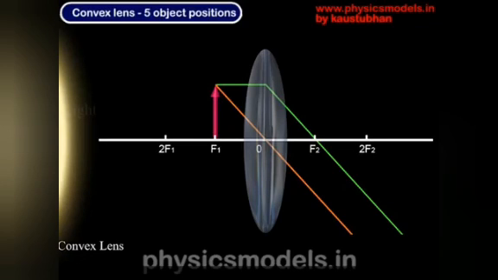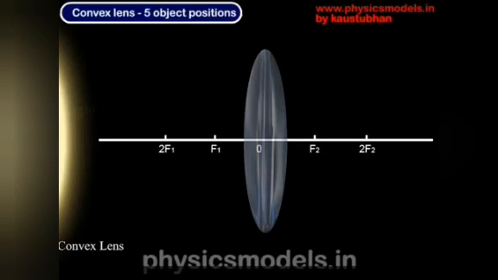So that's all there is to a ray diagram for a convex lens, and I hope this video was useful to you and that you found it simple and easy to remember.